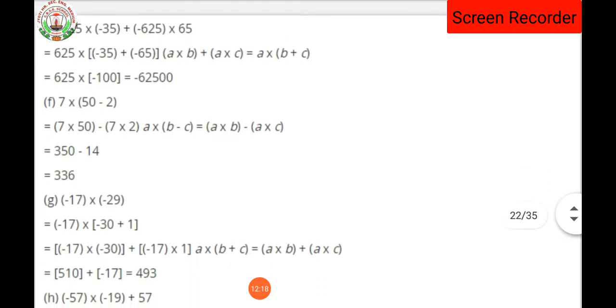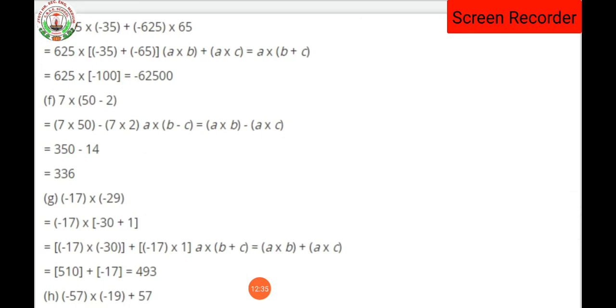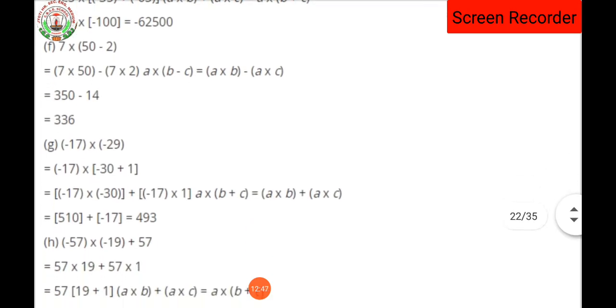Clear, students? Now, for F part, 7 into 50 minus 2. So, this is our distributive property of multiplication under subtraction. So, 7 into 50 will be 350. Then minus 7 2s is 14. So, 350 minus 14 will be 336. Clear?